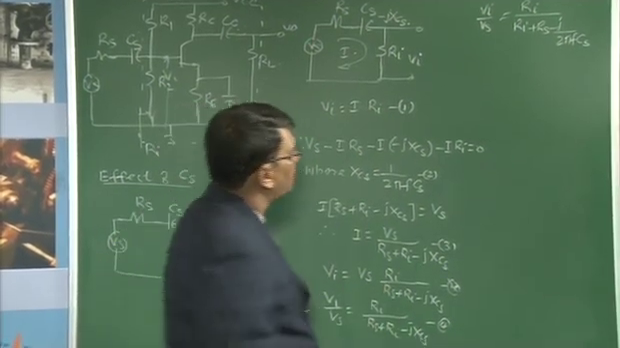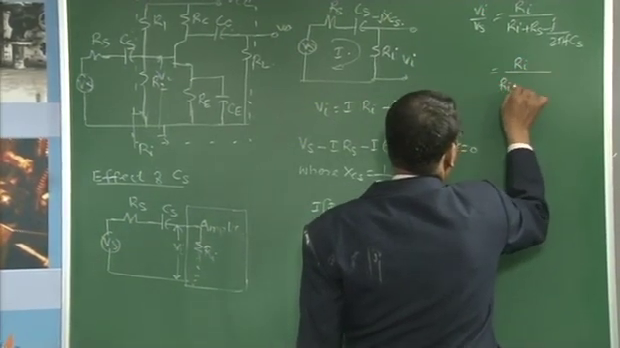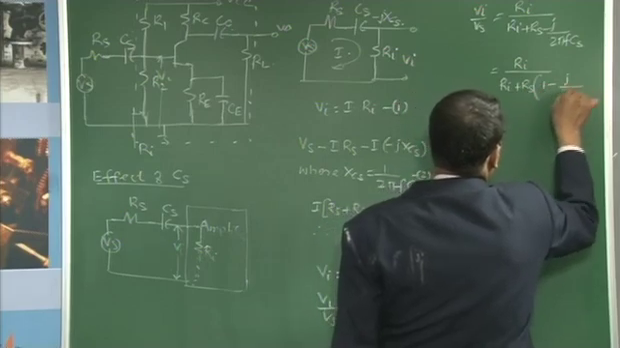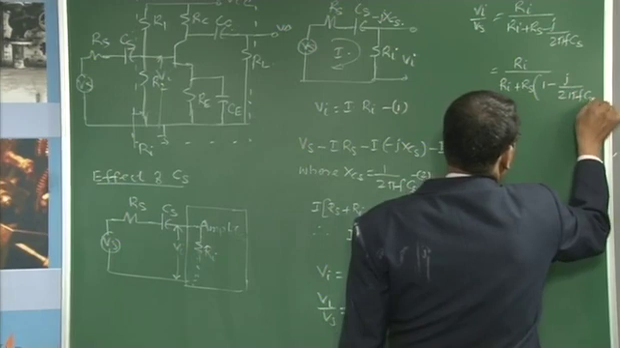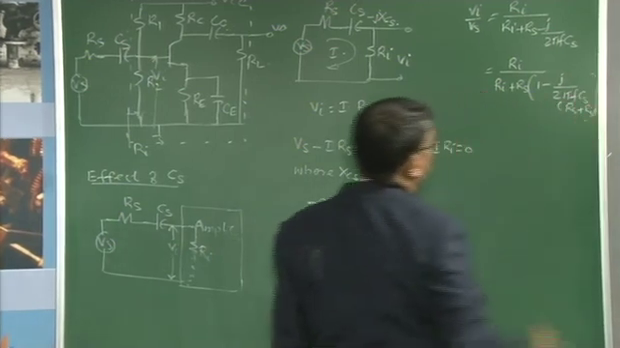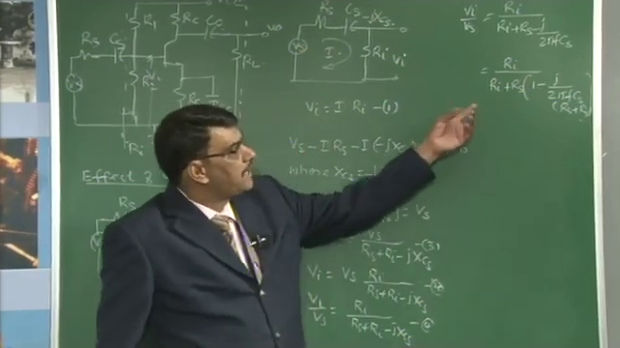Normalizing this, you are going to get Ri divided by Ri plus Rs; taking the common term in the denominator, you get 1 minus j divided by 2 pi f Cs into (Rs plus Ri). For this, we need to calculate a magnitude and a phase.